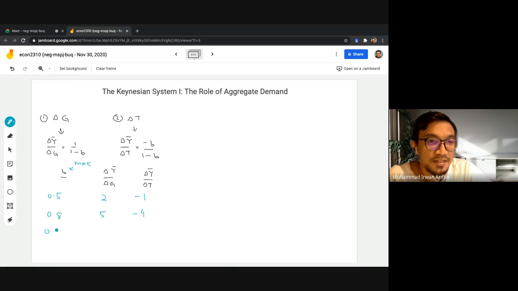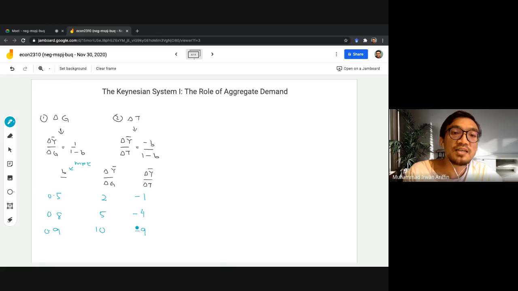Let's say this society likes to spend a lot. If the MPC is 0.9, then the G multiplier would be 10. So for every $1 increase in government expenditure, income would increase by 10 times. Correspondingly, the tax multiplier would be negative 9. For every $1 increase in tax, equilibrium income would fall by 9 units. If you look at this, you can see the pattern.